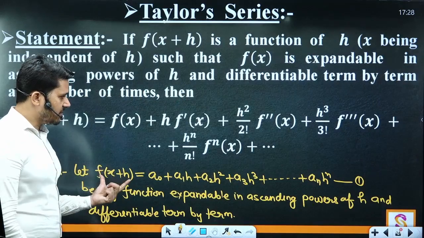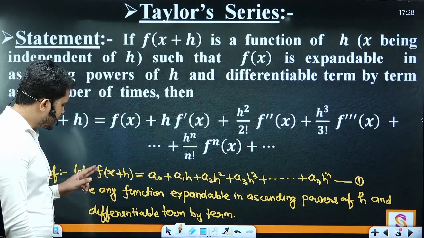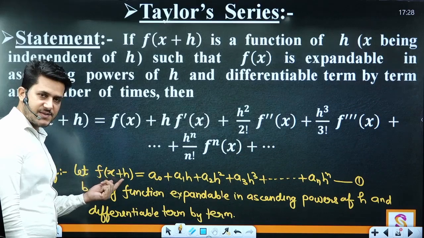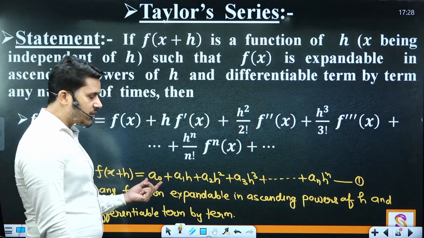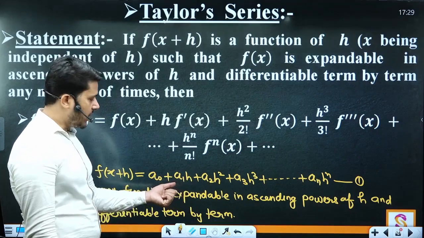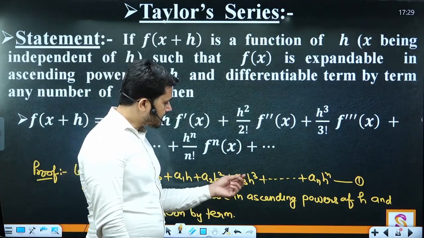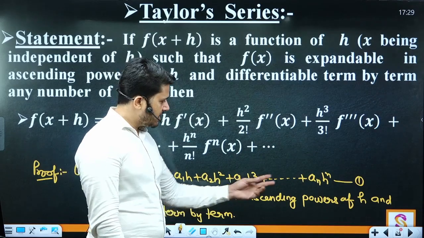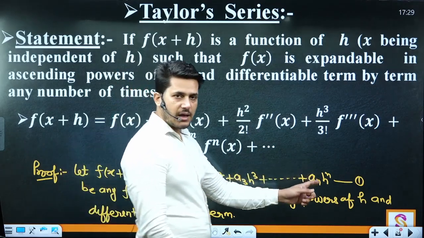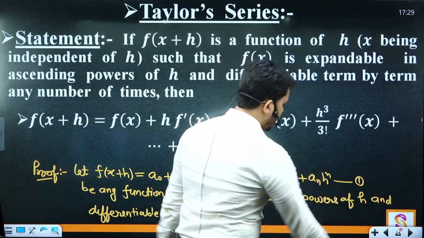This is equation number 1. If you differentiate it with respect to h, then on the left hand side it will become f dash of x plus h. On the right hand side a naught will become 0, the differentiation of a1 h is a1, a2 h square gives a2 into 2h, a3 h cube gives a3 into 3h square, and at last a n into h to the power n gives n h to the power n minus 1.